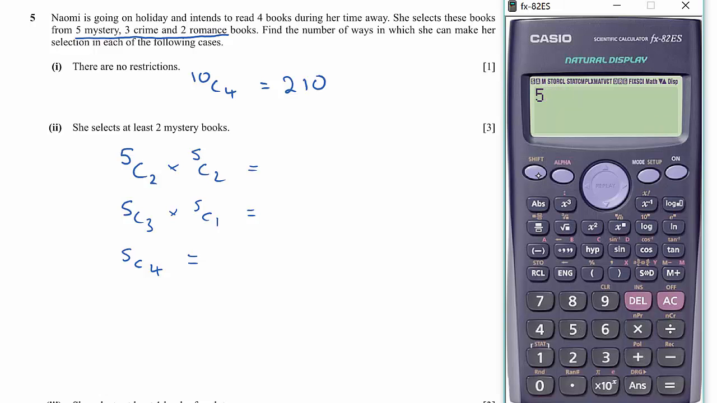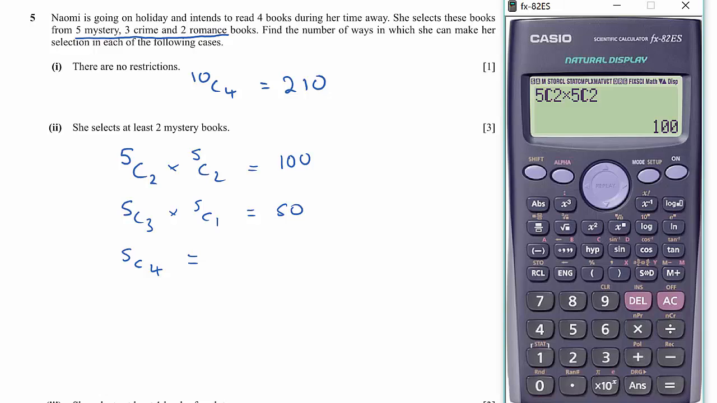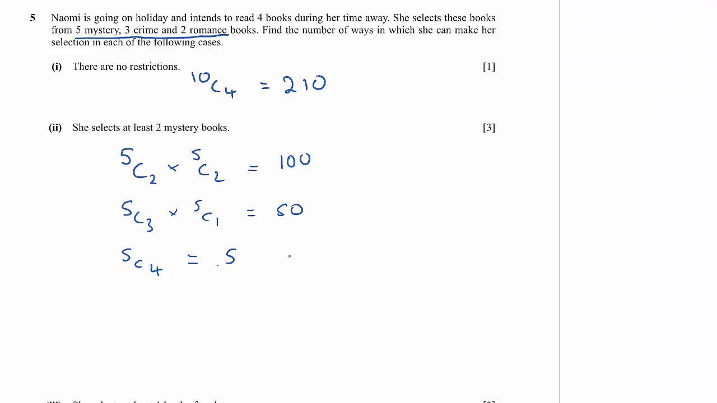So we have got 5 choose 2 times 5 choose 2. So that's 100. I know this one's going to be 50. Actually, I say that. I'm going to check that. 5C3 is 10, yeah, and this one's 5, so that is 50. And 5 choose 4, I know that one's 5. So adding those gives me 155 choices.